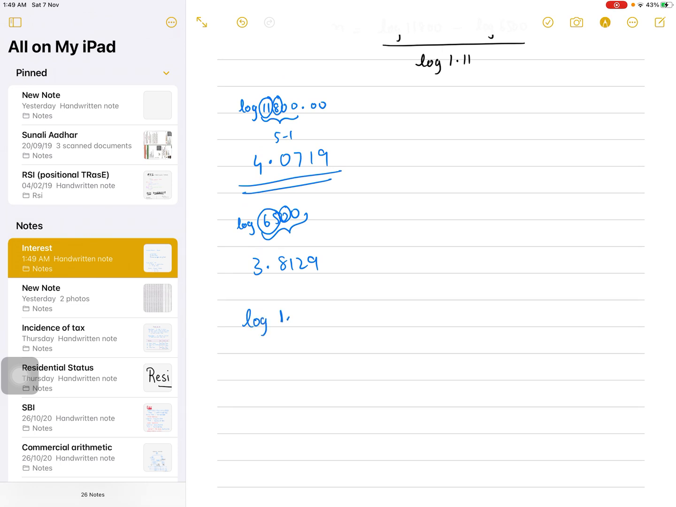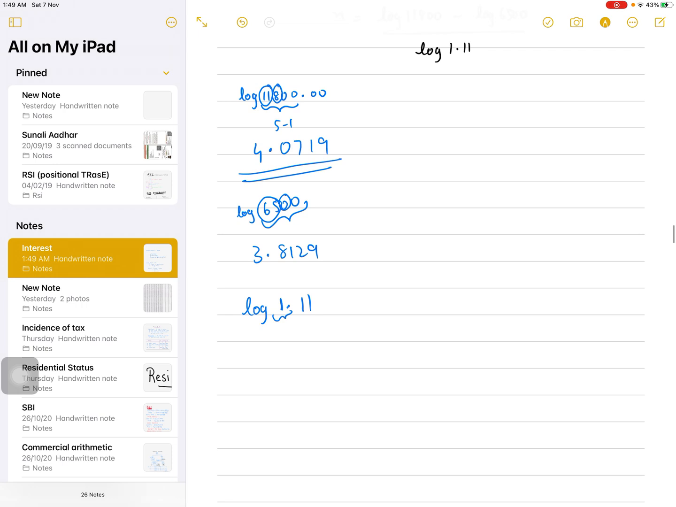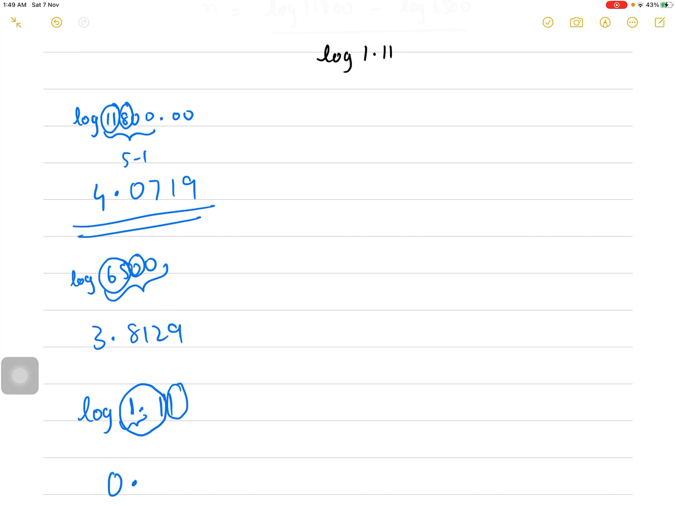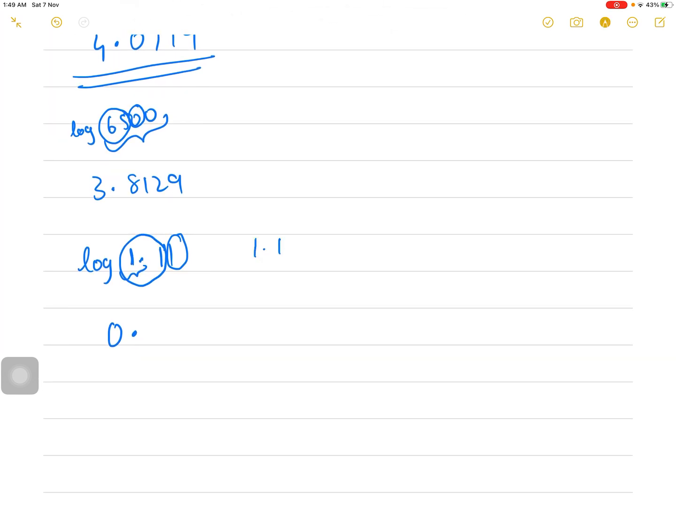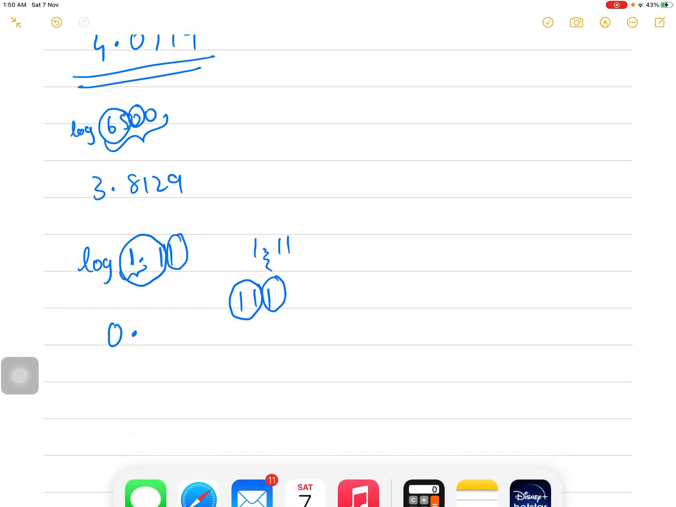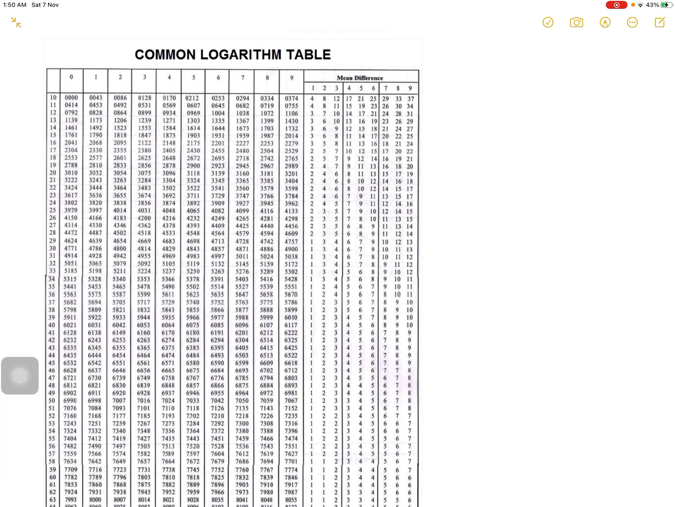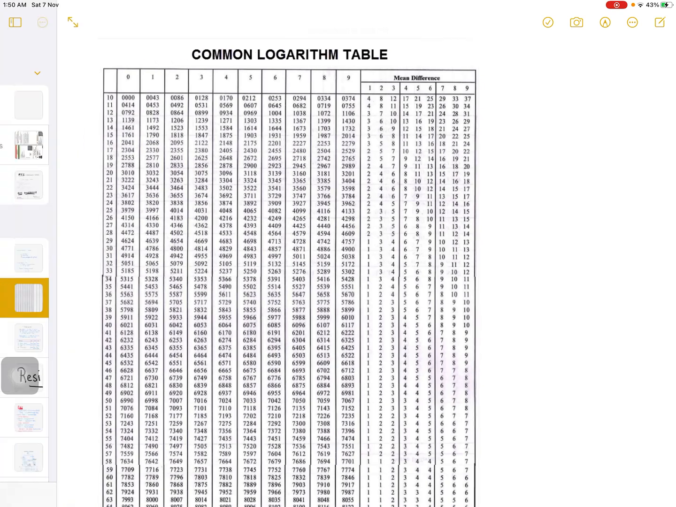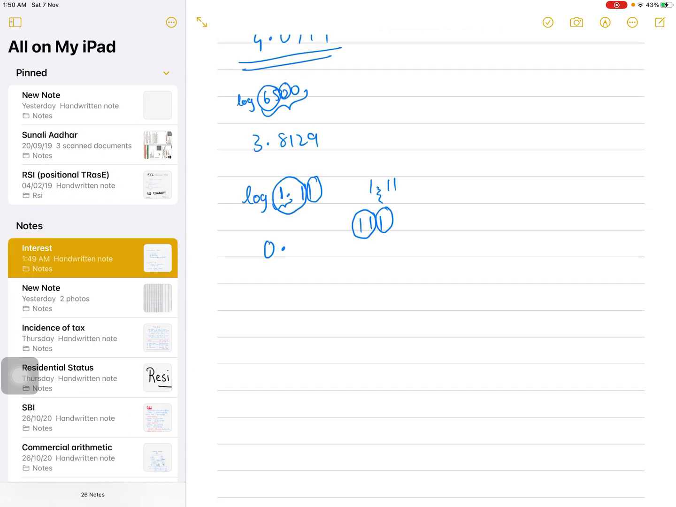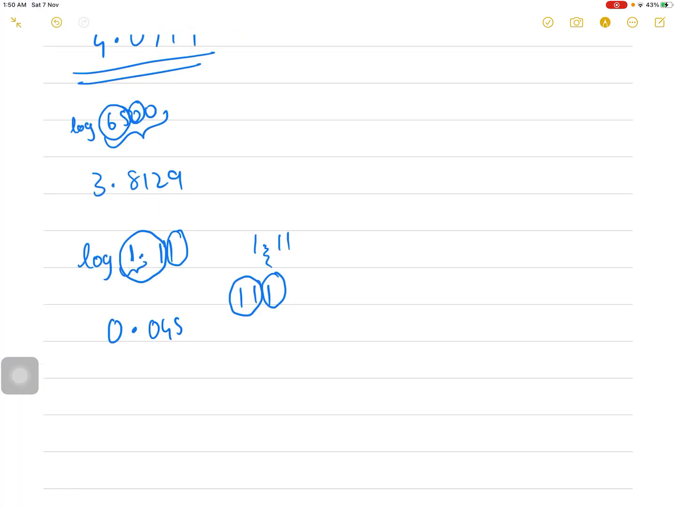Now we have to find log of 1.11. Before the decimal, the number of digits is only 1. So 1 minus 1 is 0. So 0 point something. Now you will take row number 11 and column number 1. You have to ignore the decimal. The number is 1.11, ignore the decimal, so the numbers are 111. So row number 11 and column number 1. Row number 11, column number 1 is 0453. So 0.0453.